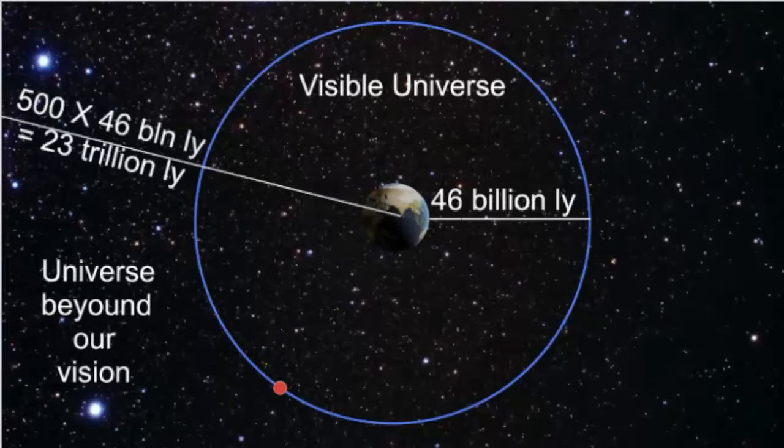But this does not mean this is all the universe. All the universe is calculated, we couldn't see it of course, to be at least 500 times this visible universe. So if 46 billion light years is the radius of the visible universe, then the minimum radius of the overall universe is 23 trillion light years.